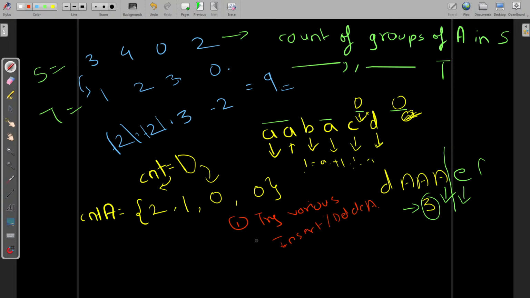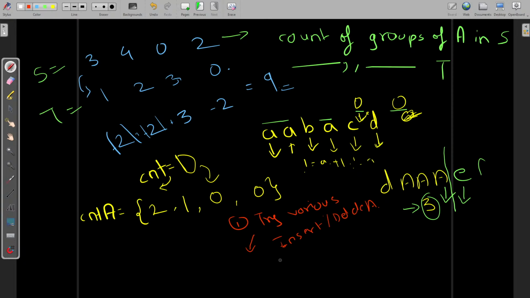Just take a book, take a pen and paper and try to do operations in different directions. Okay, what if I remove all A's from the start? What if I remove all from the end? What if I remove all of them? And just try going through these approaches and see whether it is taking you somewhere.